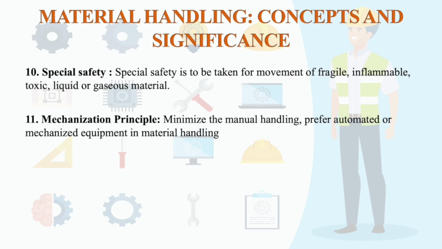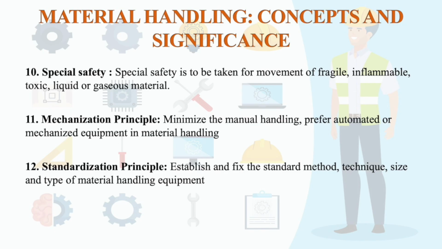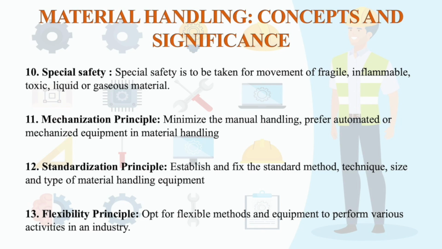Mechanization principle: minimize the manual handling, and prefer automated or mechanized equipment in material handling. Mechanization is very important. Once we mechanize, it will reduce accidents and improve the efficiency of material handling. Standardization principle: establish and fix the standard method, technique, size and type of material handling equipment. Then flexibility principle: opt for flexible methods and equipment to perform various activities in an industry.